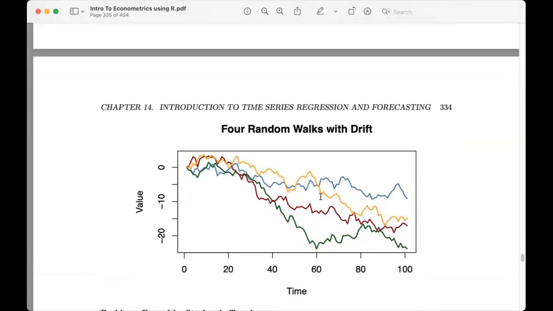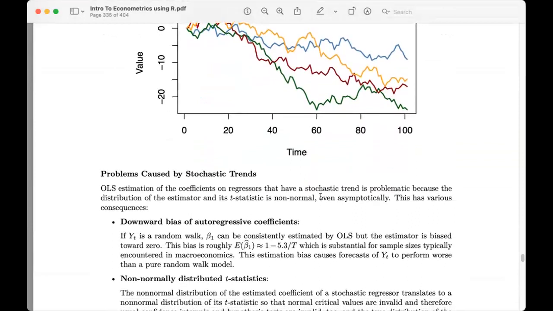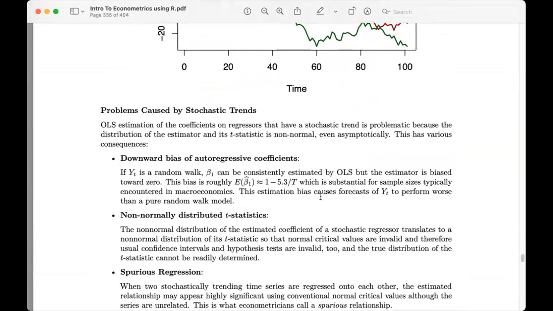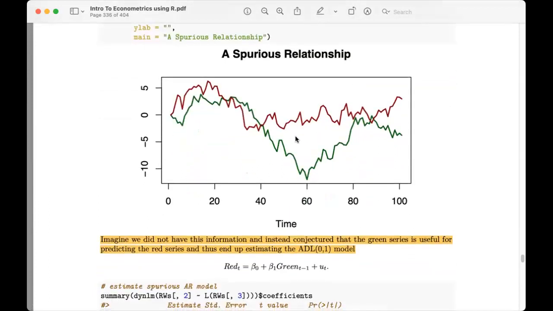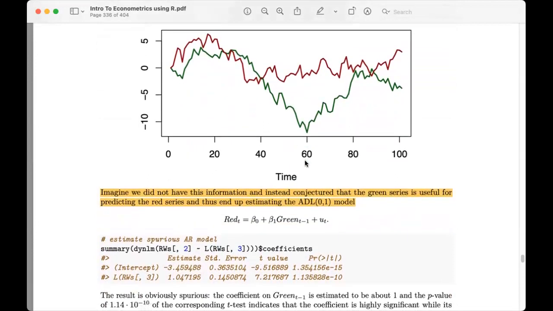So what are some of the problems caused by stochastic trends? It could lead to a downward bias of the autoregressive coefficients we will get, non-normal distribution of the t-stats, and it could also lead to spurious regressions. Like in this case, we could think that there is some correlation or predictive power between these two series, but in general, this is just a spurious regression, which doesn't have any economic meaning.